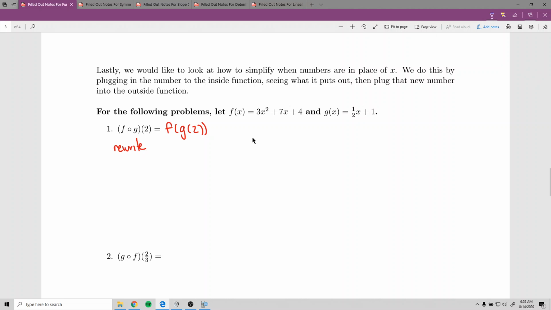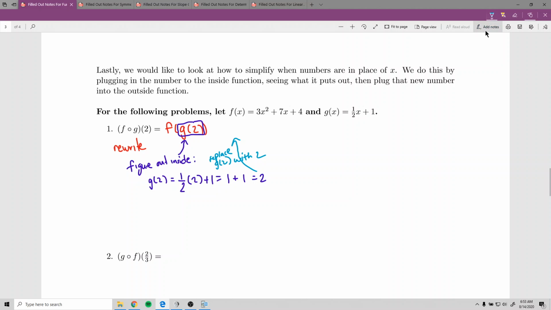Here's where it really becomes different: when you plug the inside in, you can actually figure out what number it's going to be. You don't need a formula because there's not an x anymore. You plug 2 into g of x, since that's telling us to plug in x equals 2. So we get 1/2 times 2 plus 1. 1/2 times 2 is 1, and 1 plus 1 is 2. So we replace g of 2 on the inside with 2. We still have the f on the outside, but in place of g of 2, we have 2.